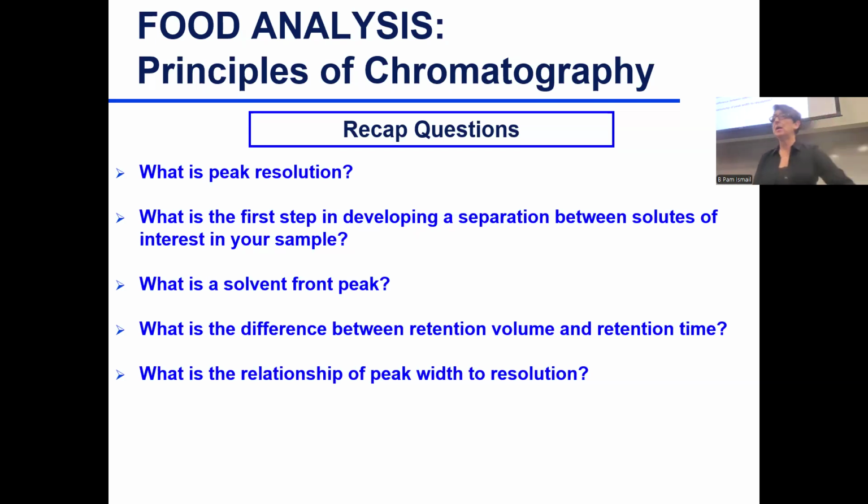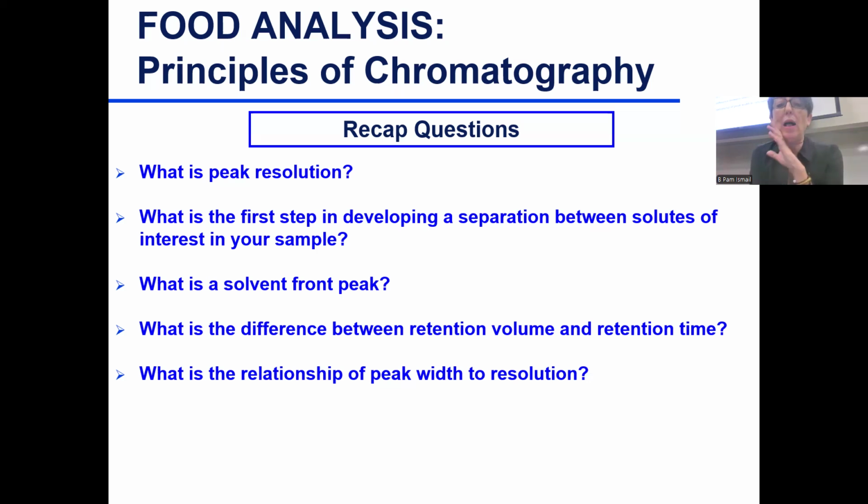All right, let's review a little bit of what we talked about last time. What is peak resolution? Millie? How well your peaks are resolved from each other, separate from each other. Yes. So peak resolution is the separation of those individual solutes from each other, and the peak represents an individual solute most of the time, unless there is coelution.